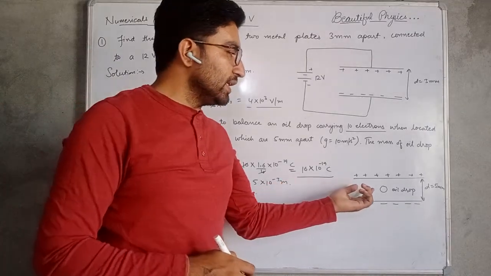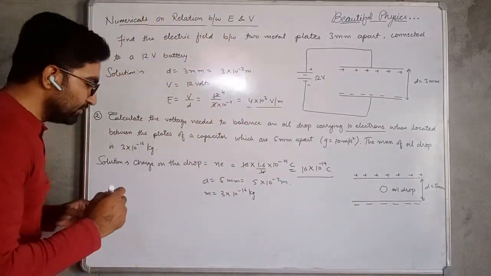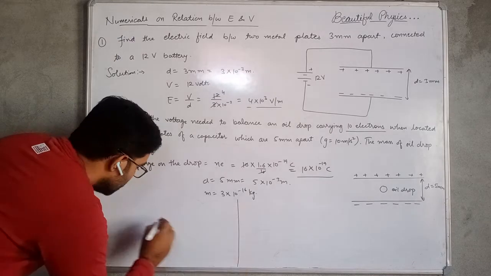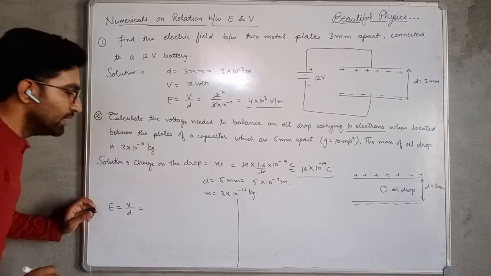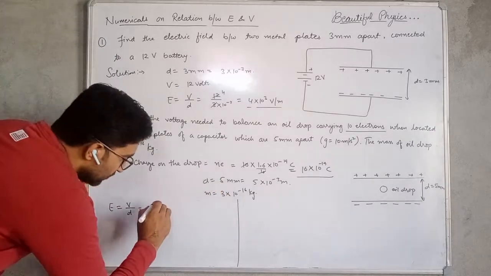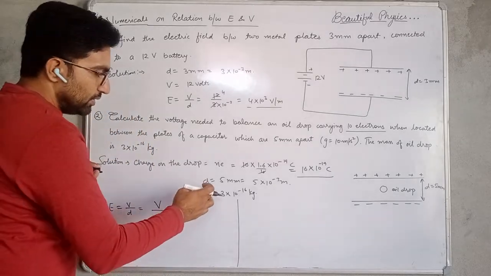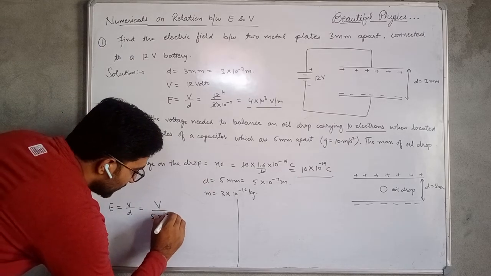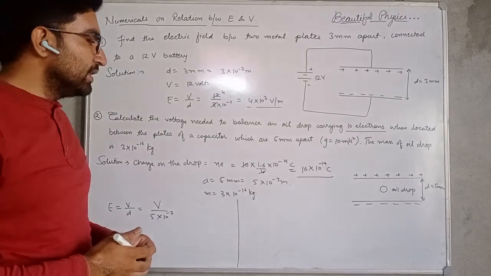Firstly, we have to find the electric field between the plates of the capacitor, which can be given by E equals V by D. We don't know the value of V, so in place of V we don't put any value, and we will just put the value of D here, and D is equal to 5 into 10 raised to power minus 3. So this is the electric field between the plates of the capacitor.